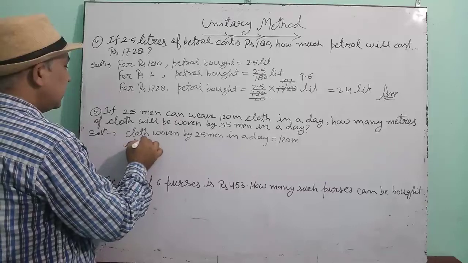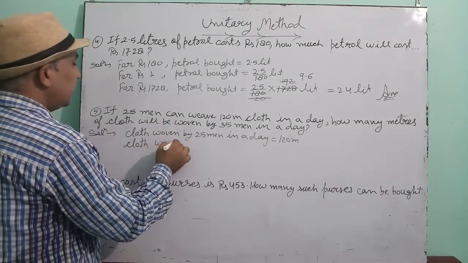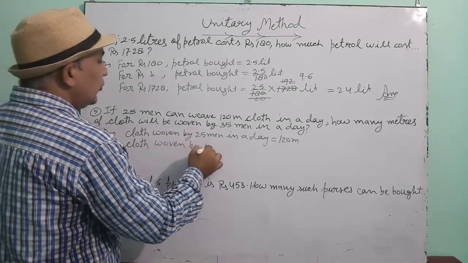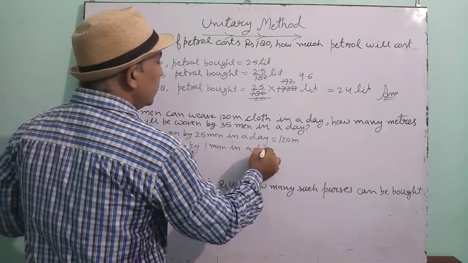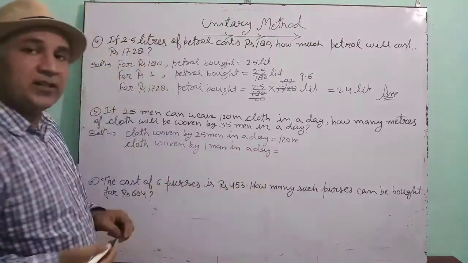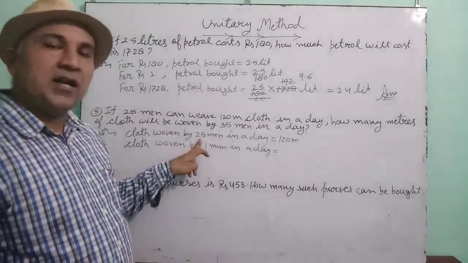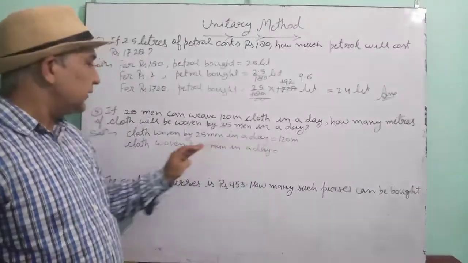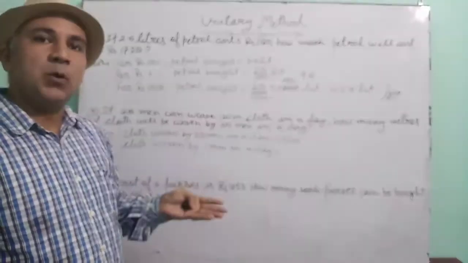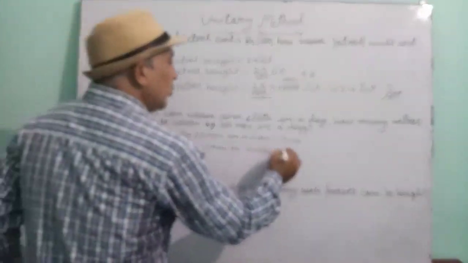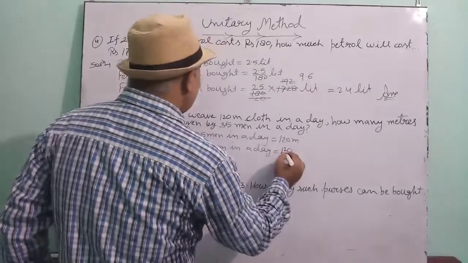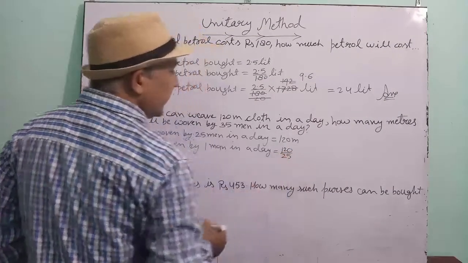Then cloth woven by one man will be, now just tell, if 25 men are weaving 120 meter, then one man will weave less or more? Definitely less cloth. That is why 120 will be divided by 25.